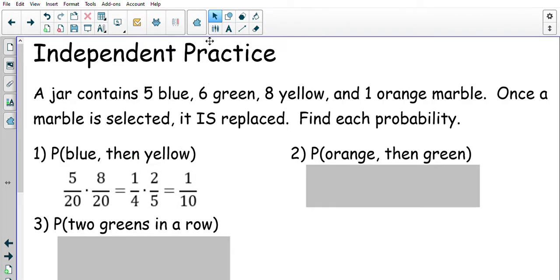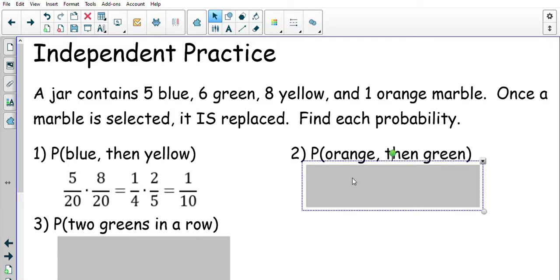For blue, that's going to be 5/20. Hopefully you knew that there were 20 marbles total here. Make sure you count those up correctly. For the yellow, it's going to be 8/20. I did reduce those to 1/4 and 2/5. You end up getting a final probability of 1/10.